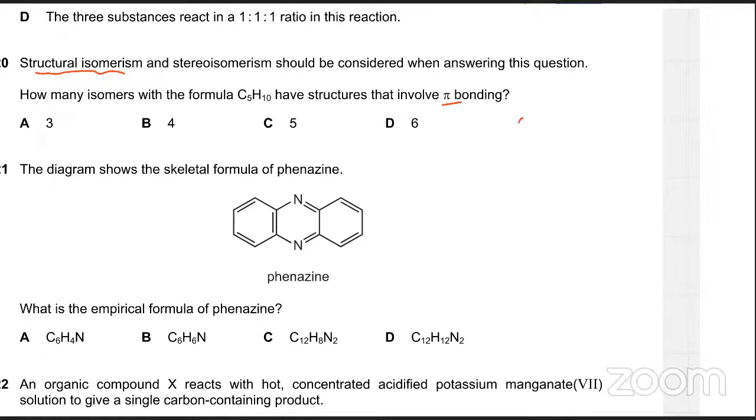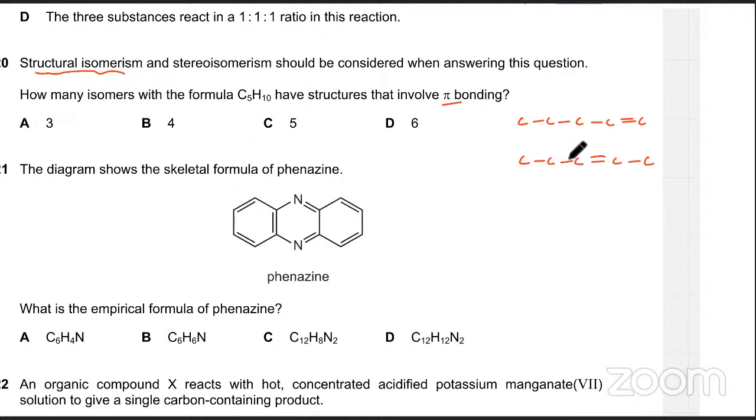So C5H10, one of them would be all 5 carbon atoms. I think there's no other condition that's given except it has to have a pi bond. So that means it has to have a double bond. So 5 carbon atoms, the double bond could be on the first carbon atom. The other version of this would be that the double bond can be on the second carbon atom. Okay. Now, in a straight chain, that's it. You can't move the double bond anywhere else because then it's going to be the same arrangement.